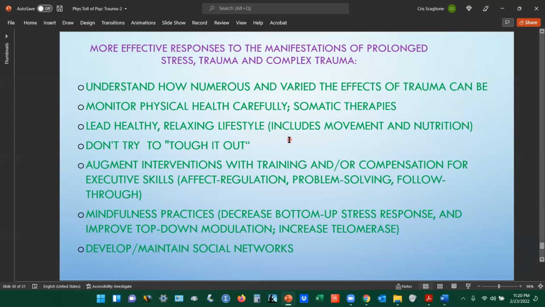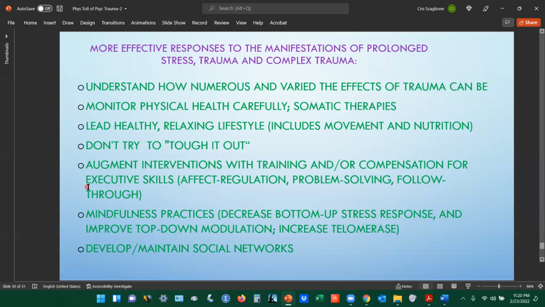Ideally, especially if we've been exposed to a lot of trauma, war, sexual assault, any number of traumas, try to lead as relaxing and healthy a lifestyle as possible, and that includes a fair amount of movement and good nutrition. Trying to tough it out is definitely a very bad idea. Do not try to tough it out. That's our cultural response frequently to traumas: Oh, shake it off. Oh, get over it. Oh, get some closure. That does not happen easily, partly because we do not understand how incredibly deep and broad the effects of trauma can be on us.